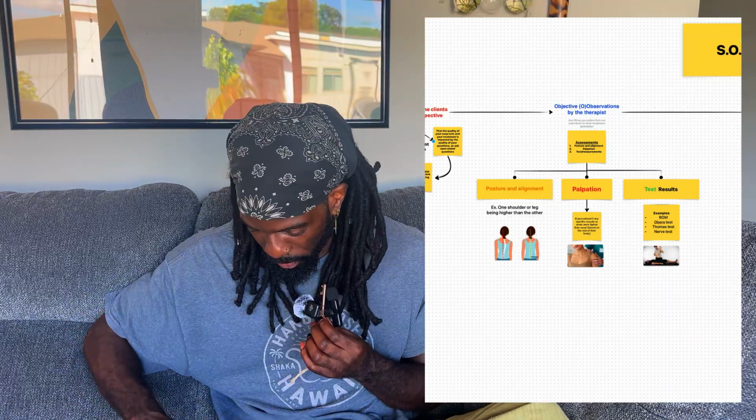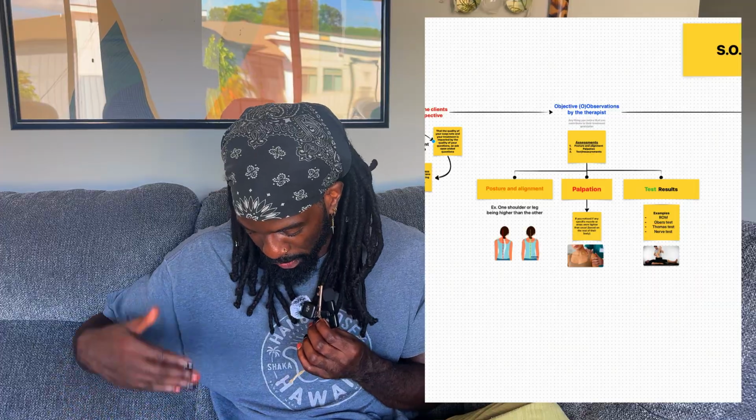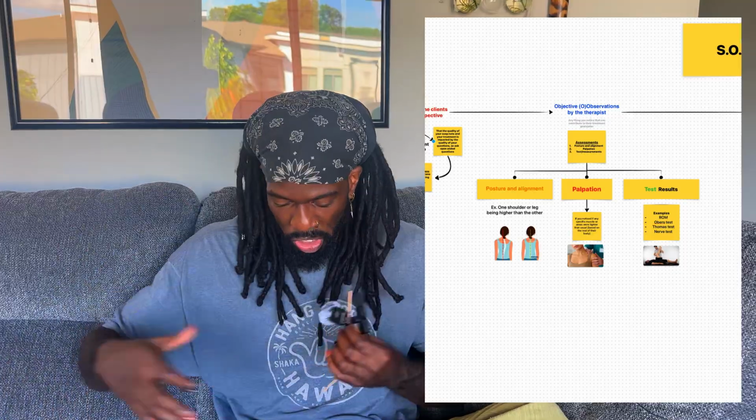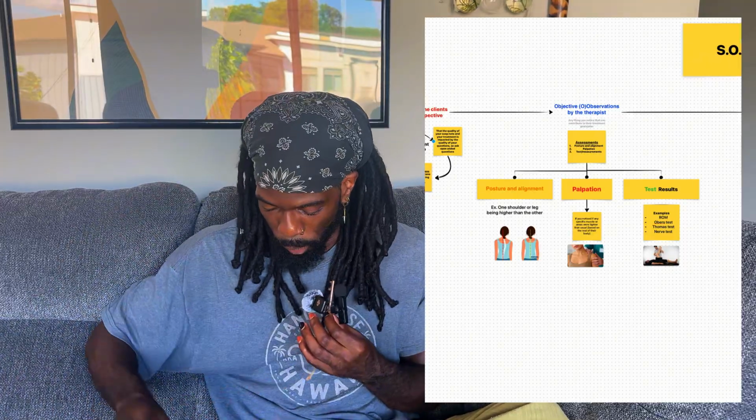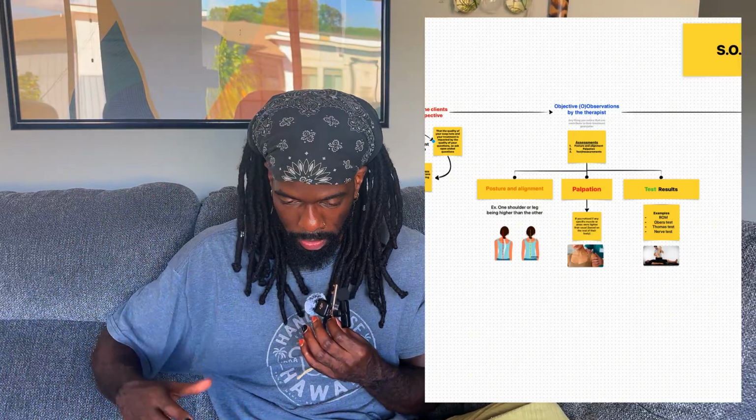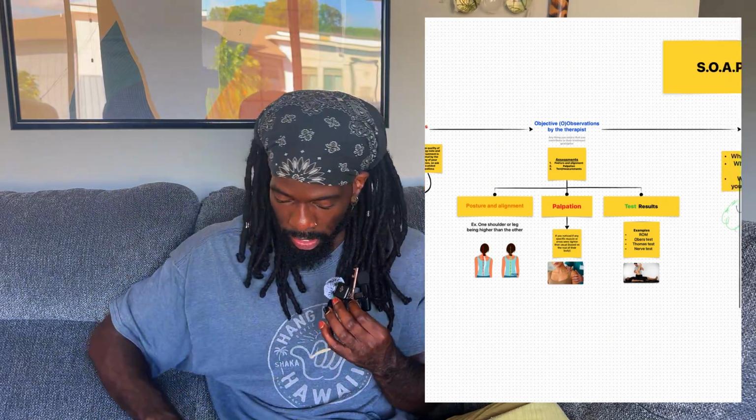So testing results. Examples are range of motion, Ober's test, Thomas test, Ely's test. So, from the tests you do, right, that's the result of the objective. That's important. That's tracking that, okay?